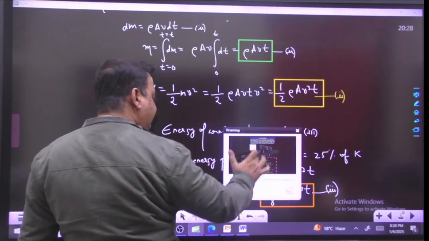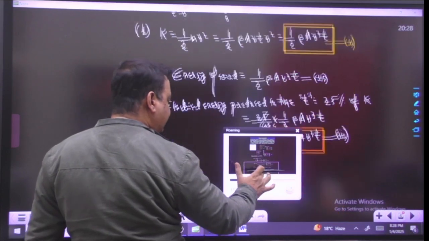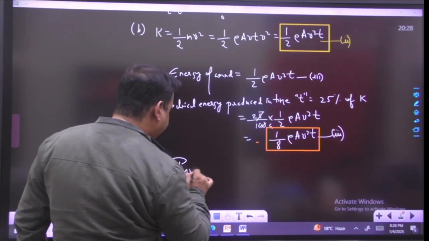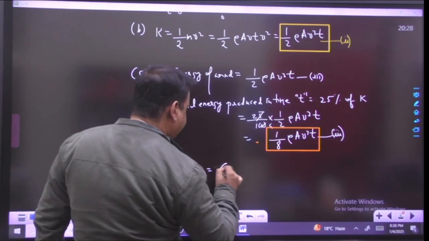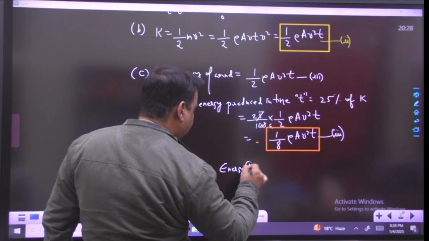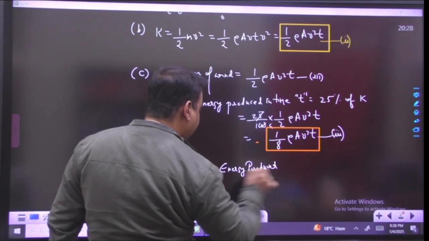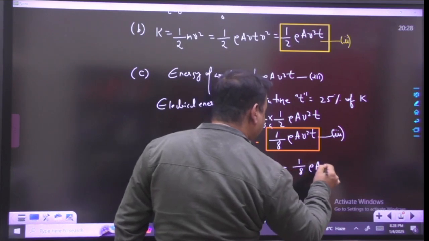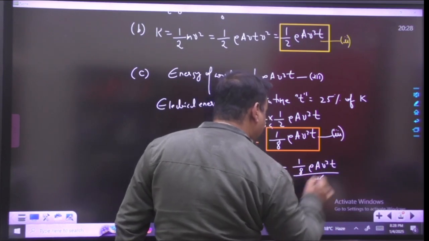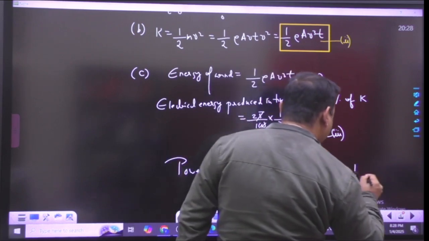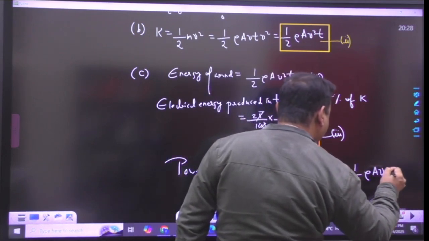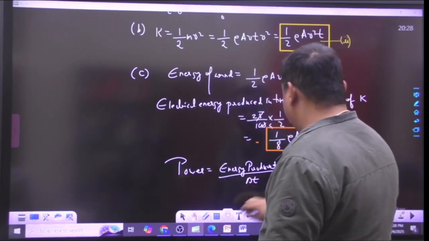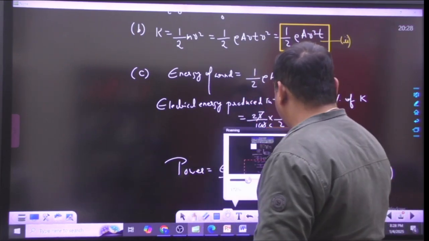Now we are interested in finding the rate of production of energy, that is the electrical power. So we know the power is the energy produced divided by the time interval. So we'll get 1 by 8 rho A v cube t divided by t. Now t will get cancelled and your answer will be 1 by 8 rho A v cube. This is your answer to part C of the problem. So this is how we did this particular problem. Energy by the windmill.